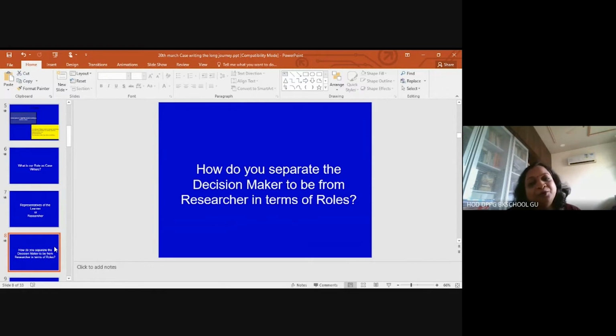Now the point is, how do you separate the decision maker to be from the researcher in terms of role? This is very important. Friends, many times when you are writing a case, you have to make sure that there is a decision maker. As a case writer, you have to see the timing, and the purpose of writing the case, first of all. Why do you write a case? Whom do you want to target? Who would be the reader? What would be your approach? What would be the prerequisites of writing a case? What do you want to reveal? What do you want to hide? What is the scope of the case? These are the things that you need to determine well in advance.